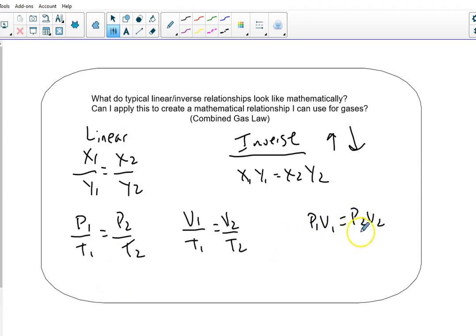Now these guys all have individual names for these little relationships. We don't really care too much about them. If I don't use them for a while, I have to look them up.